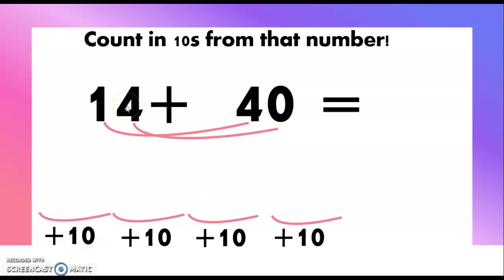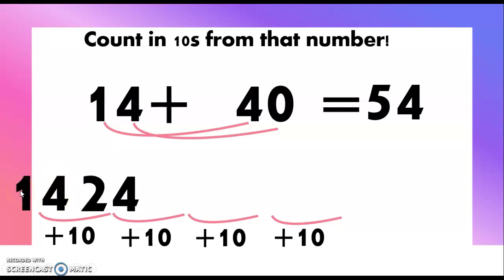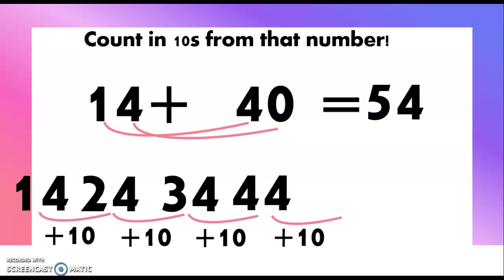So we're starting at 14. Starting at 14, add 10. So the 4 doesn't change, we're adding a 10. 24, 34, 44, 54.